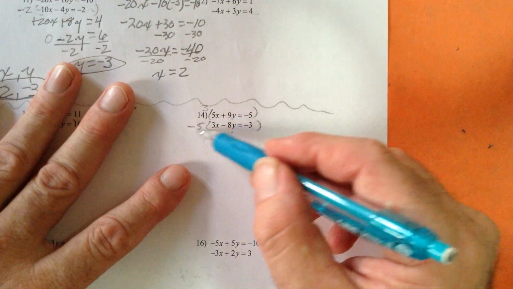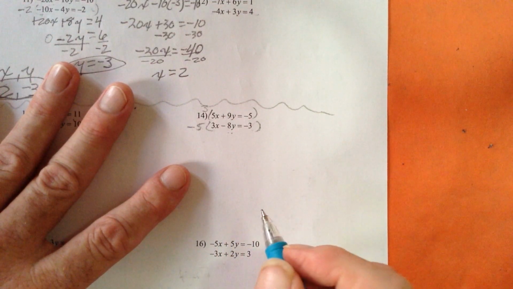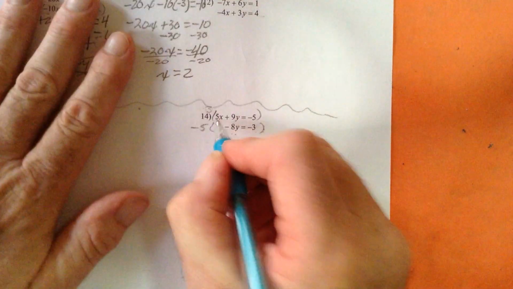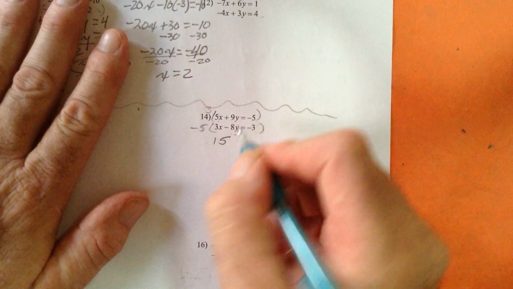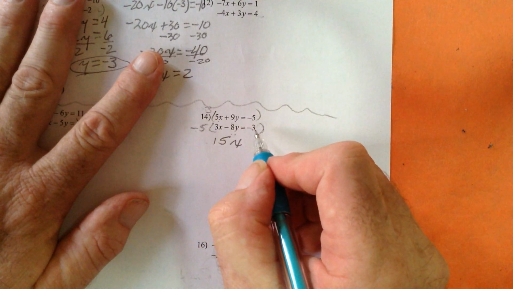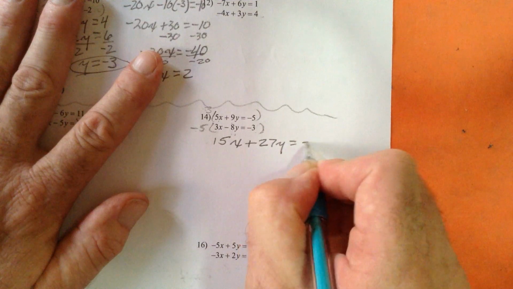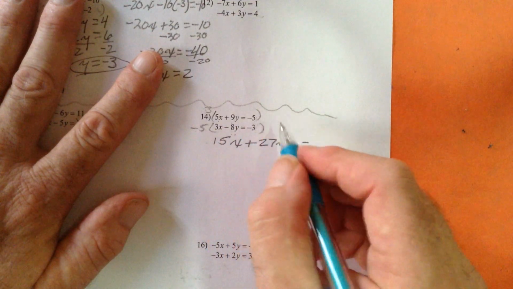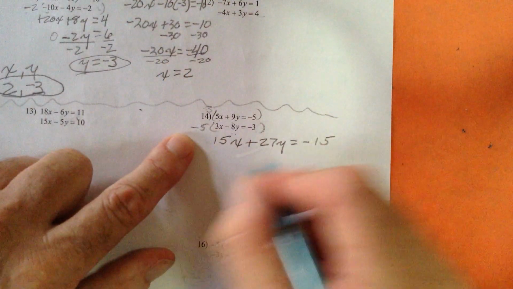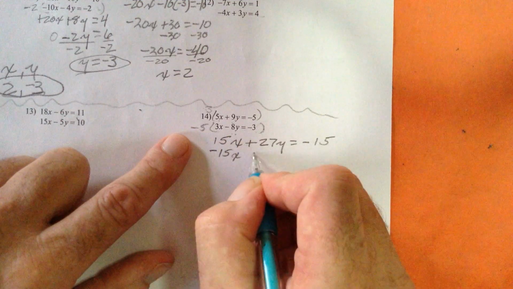So if I make one a positive 15 and I multiply it by negative 5, make this a negative 15, that will cancel the x's out. So let's see here, if I go 3 times 5, that would be 15x, and then 3 times 9 is 27, so that'll be 27y equals negative 3 times a negative 5 is 15. Negative 15. And then this one, negative 5 times positive 3x will be a negative 15x. So those two will eliminate.